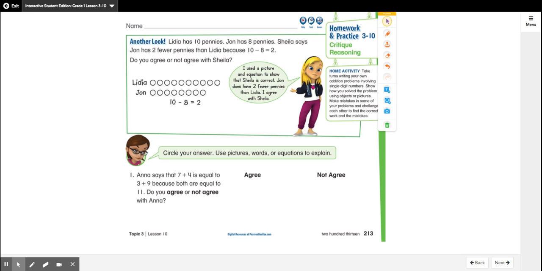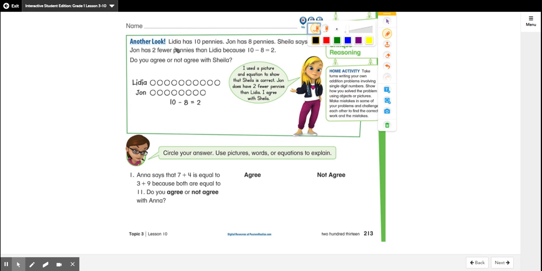The homework for today is Lesson 3.10, Critique Reasoning. In this lesson, you will use pictures, words, or equations to explain if you agree or disagree with someone's thinking about solving a problem. The first thing you have to do is read the problem. I'll do one example, and then you will complete the next 3 problems on your own for homework. So let's take a look.